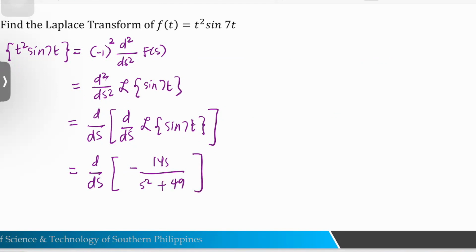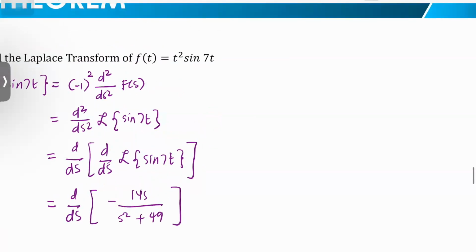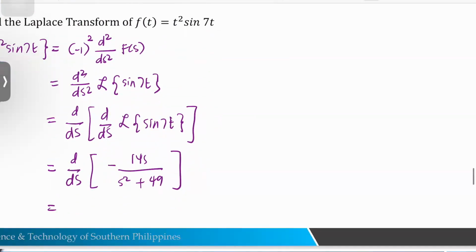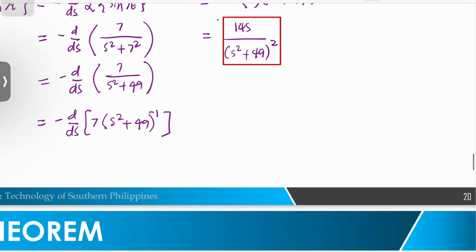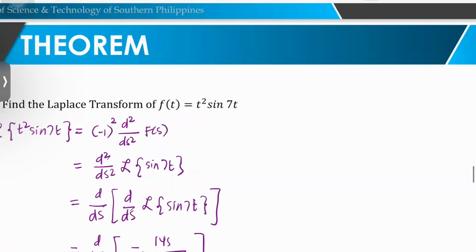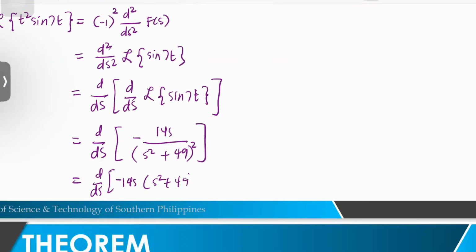So we need to get the derivative of this, so that we can get the second derivative of this expression. Same as earlier, let's rewrite this in this way. We have negative 14s times s squared plus 49. Oh, it's squared too, right? Yeah, squared. Okay, negative 2.